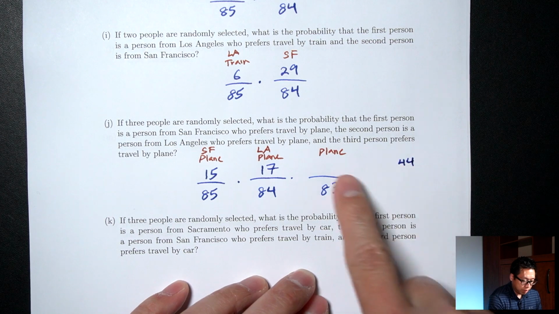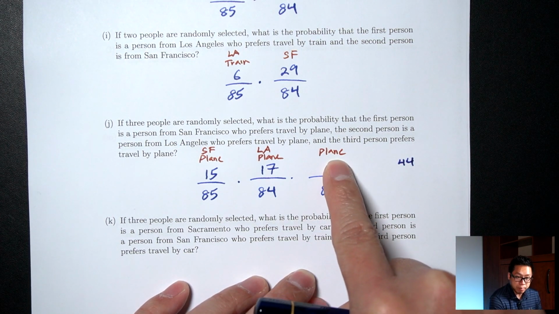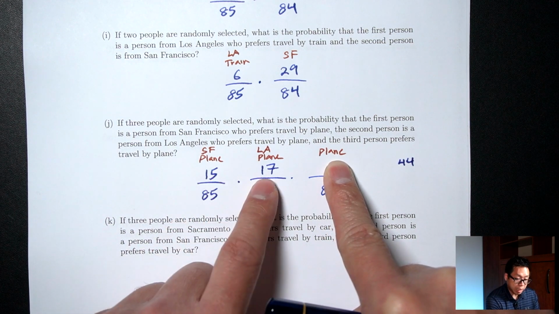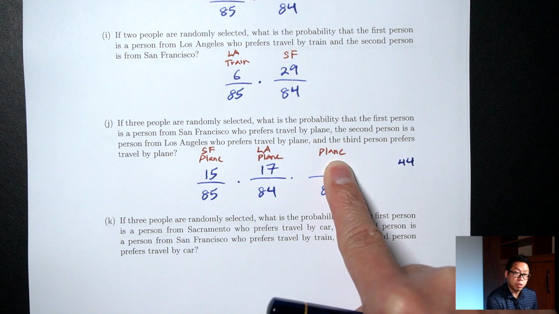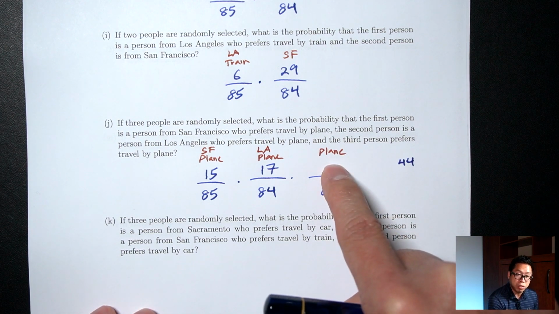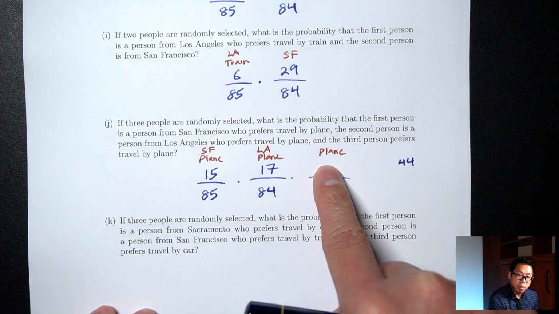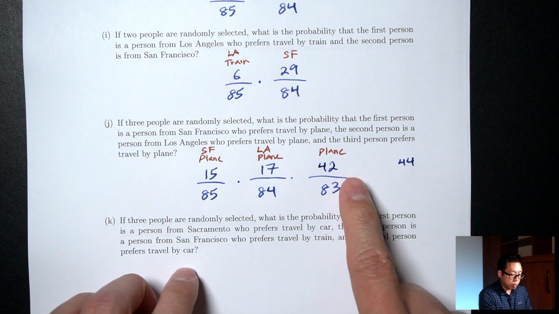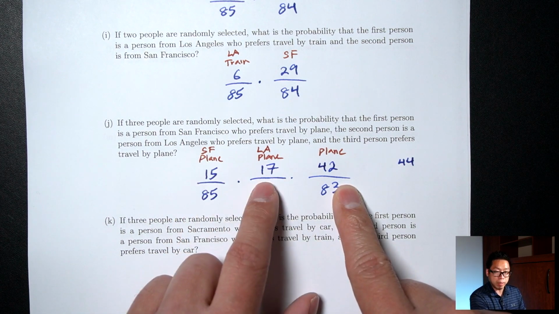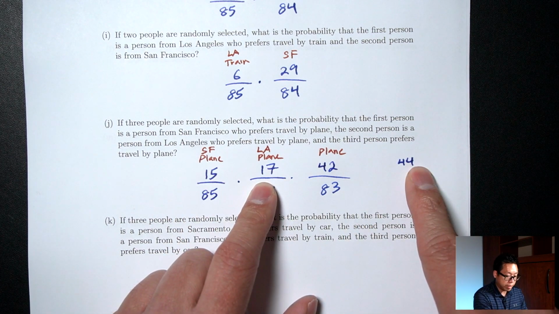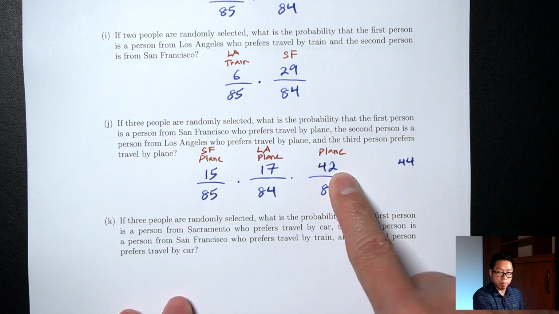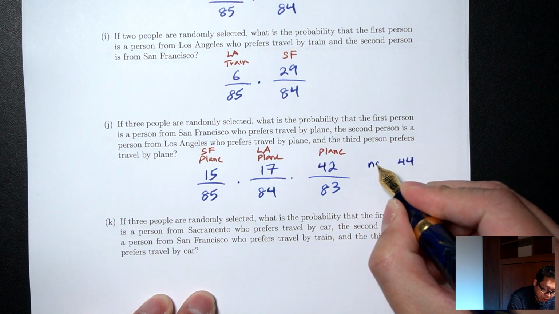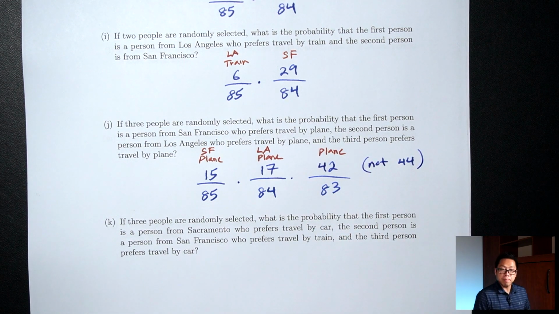Okay, question is, have we used any plane numbers yet? Yes, we have. First person was plane, second person was plane. So actually we've used 2 plane numbers already, which means we have to reduce by 2. So it's not going to be 44. Reduce by 2, it'd be 42. That's because we've already used 2 plane people already. So we don't have the full 44 anymore. We're down to 42. We had to reduce by 2. So make sure you understand why that's 42 and not 44.